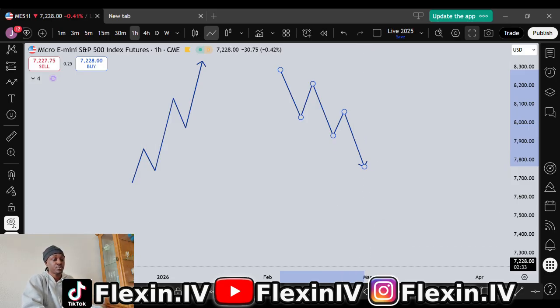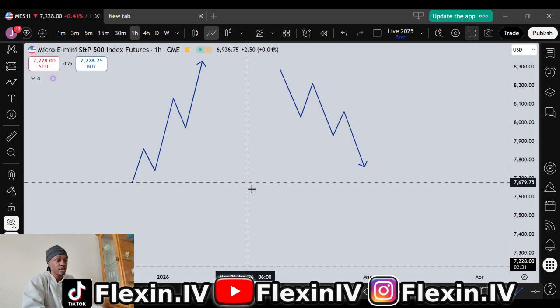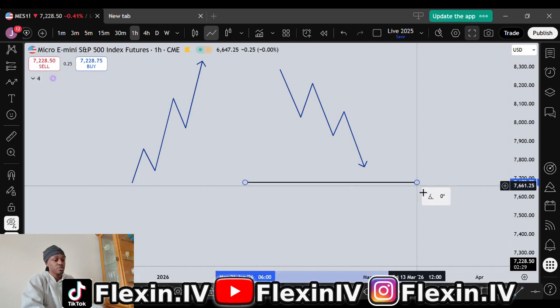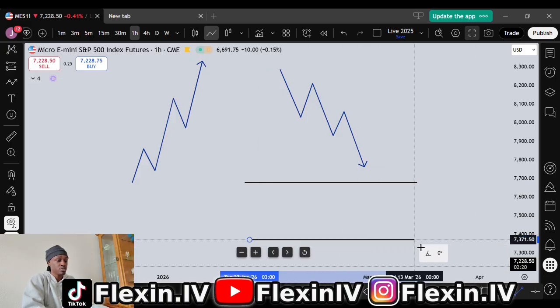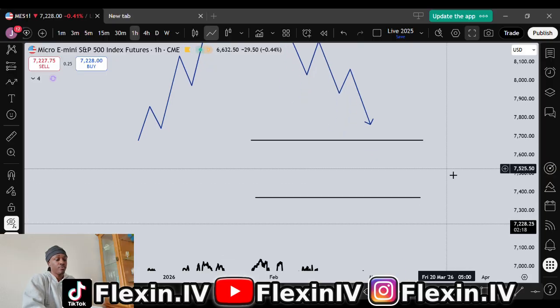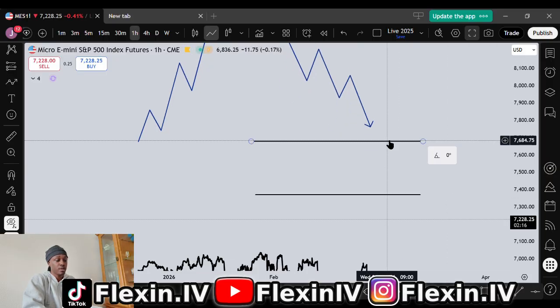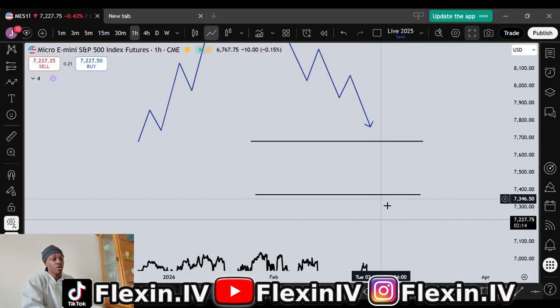I want to look for an area where the market served as a support and a resistance. Now, let me just briefly go over what a support and resistance is. So this level right here, this is going to be our resistance, and this level right here is going to be our support. Now, why are we calling this line right here resistance, this line support?